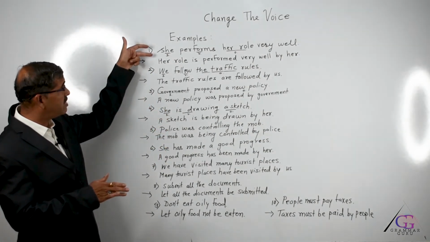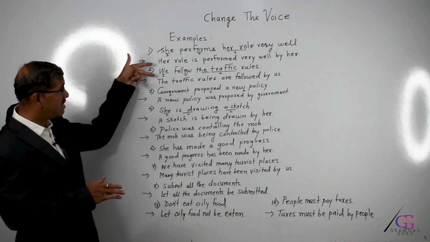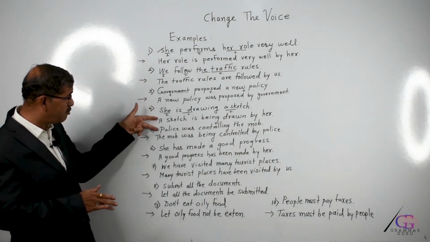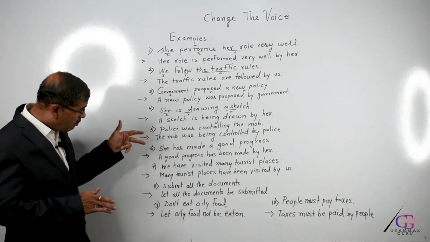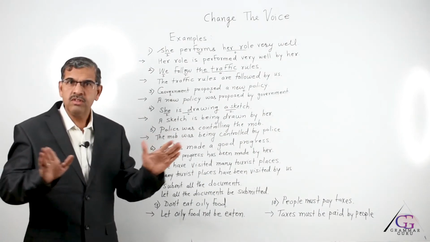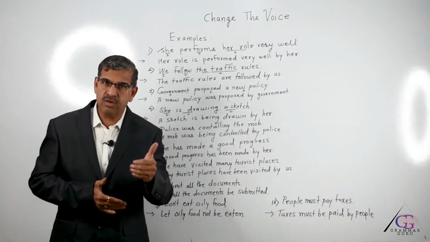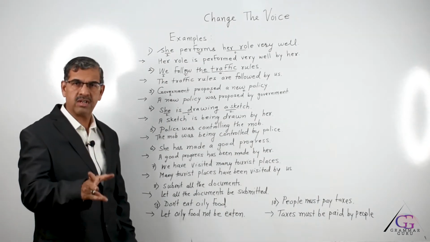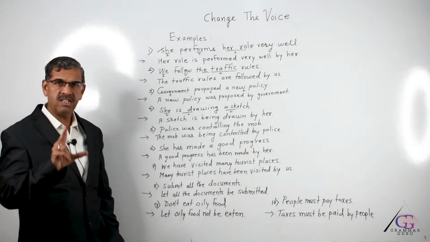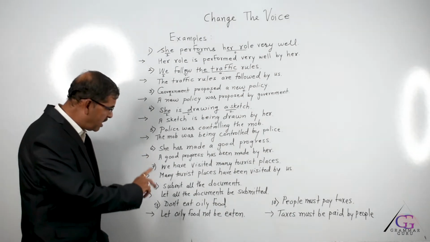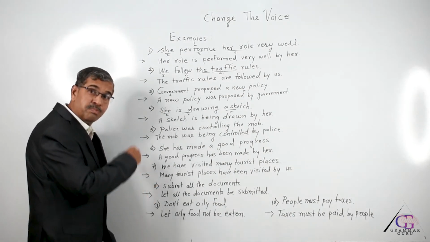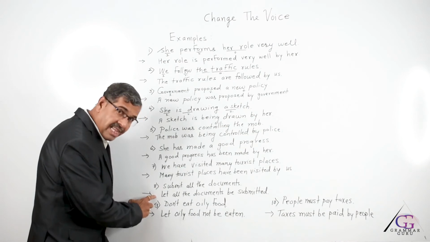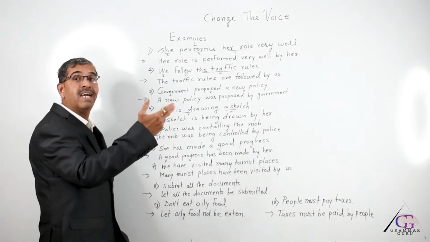If you look carefully, in the first sentence there is she, in the second there is we, then government, then she, then police, then she, over here we. But in this sentence there is no subject. It starts with the verb. When it starts with the verb, then it is imperative, it is order type, and there is a special structure for the answer. Normally, for imperative sentences, passive voice starts with the word let, followed by the object.